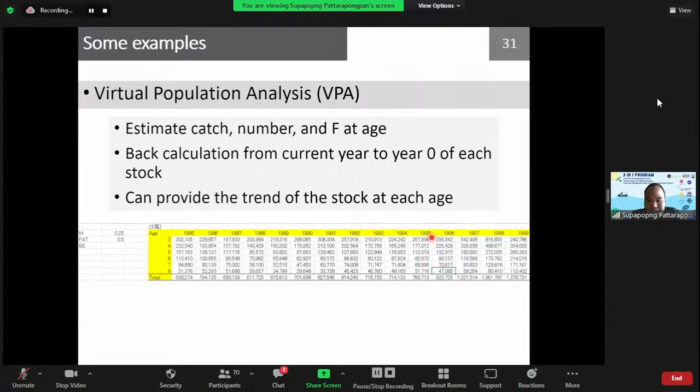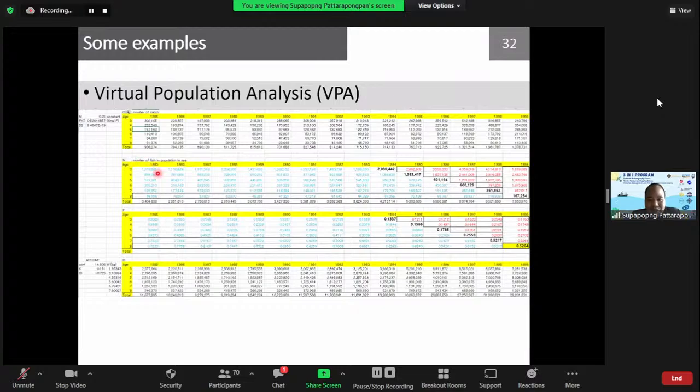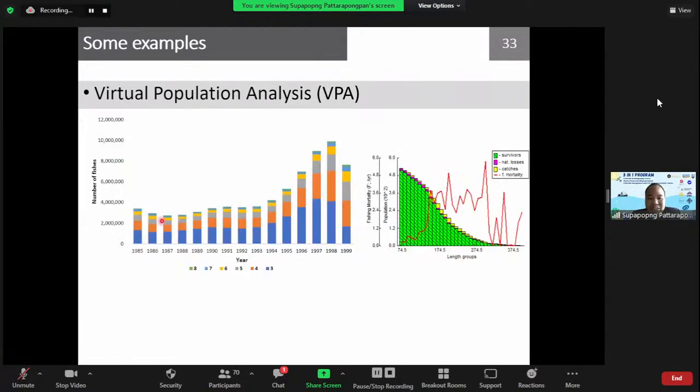From this catch amount information, we can get the number of fish left in the sea, the fishing mortality at each age, and from here we can define and evaluate the biomass of the fish. This table may look complicated, so in the end we show it with this kind of graph. For example, this is the graph of the number of fish in the sea at each particular age. We can see that the young age has the highest composition, followed by the slightly older, and the oldest age has the lowest composition.